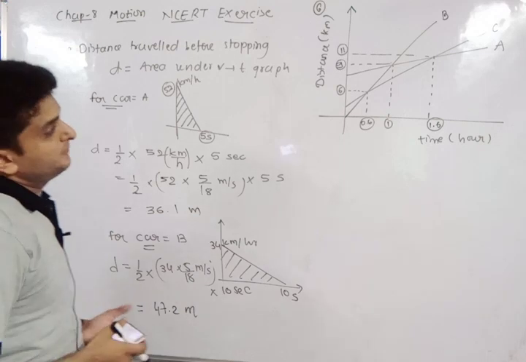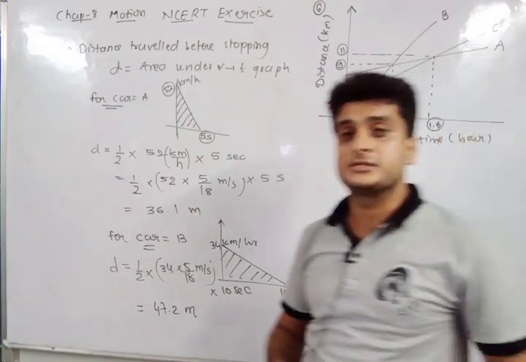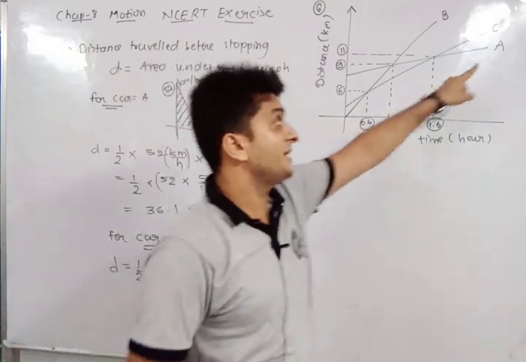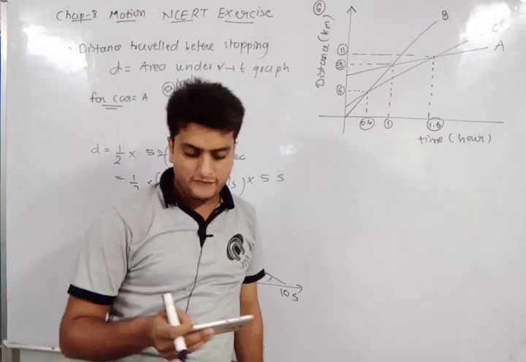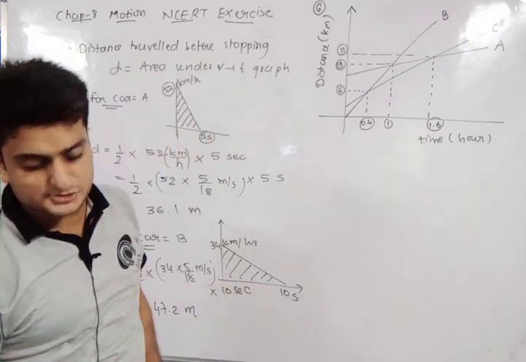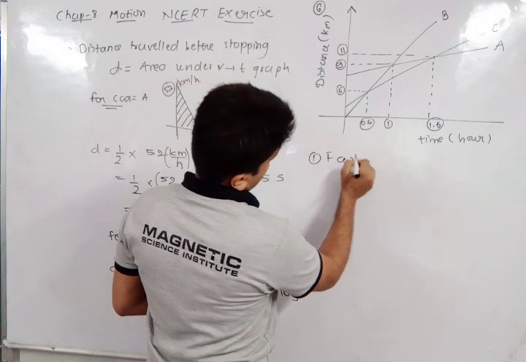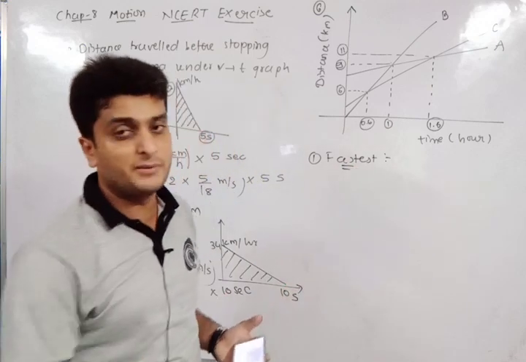Okay, next question number 6 is, we are having the graph of distance versus time. You can see the distance versus time graph is given for three bodies, that is A, B and C. Okay, what you want to find first, which of the three is traveling with the fastest speed? First is, who is fastest?